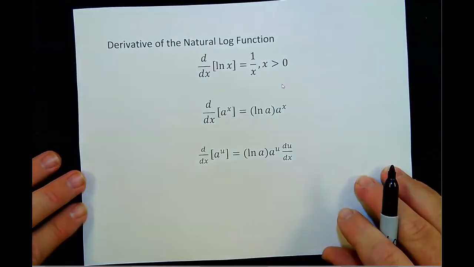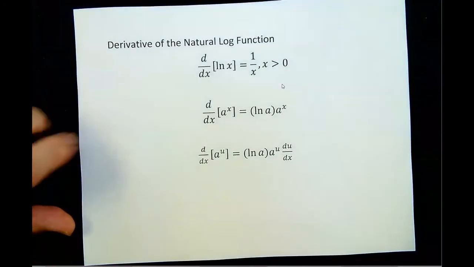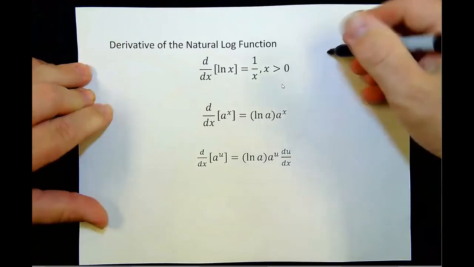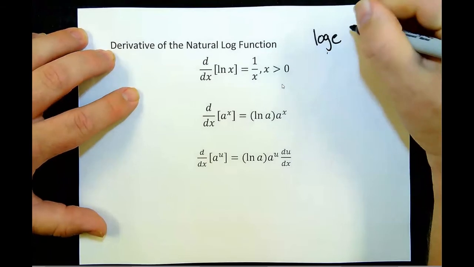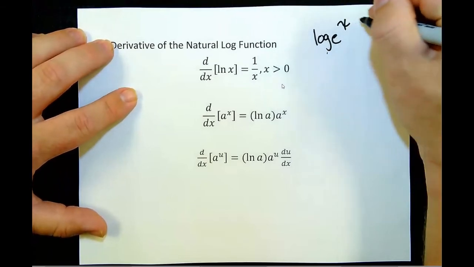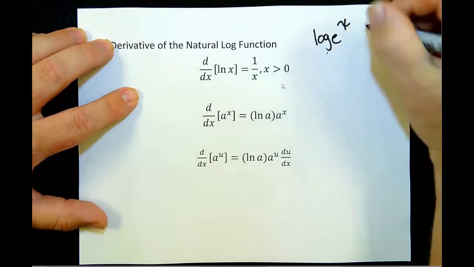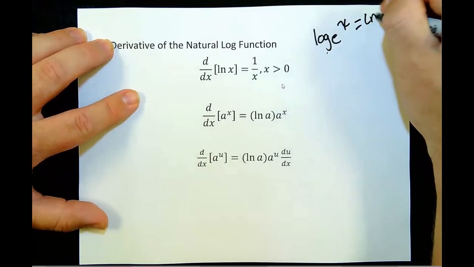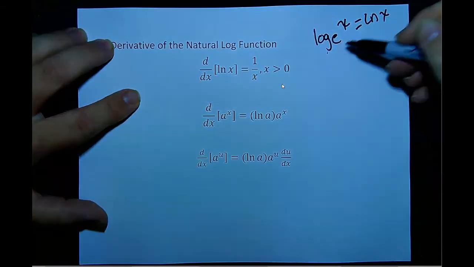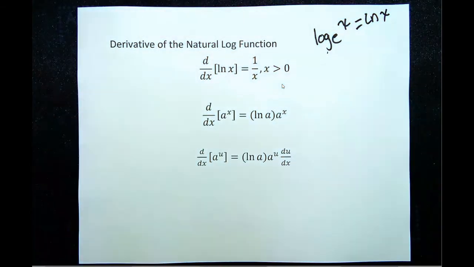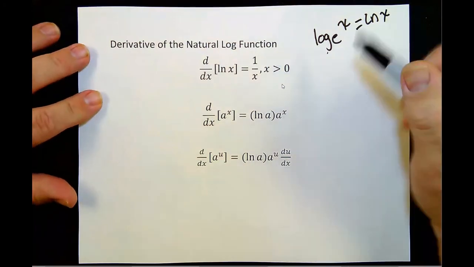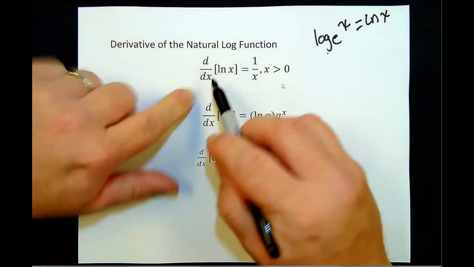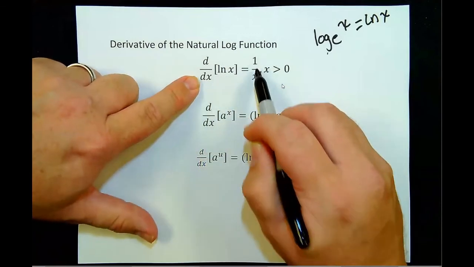Now, this is also the section where we bring back natural logs and really start talking about natural logs. Remember, your natural log is basically your log base e of x. So remember, natural log is when your base was e. So the derivative of the natural log is 1 over x.